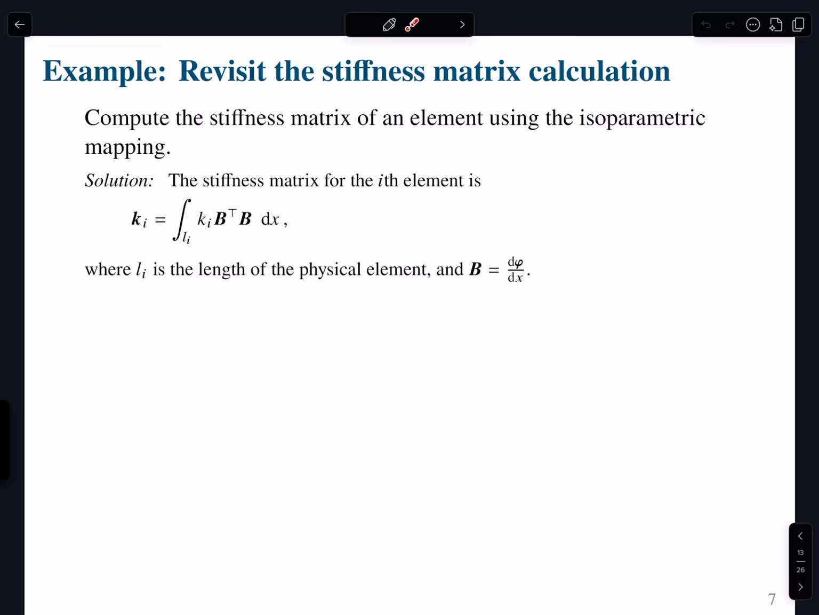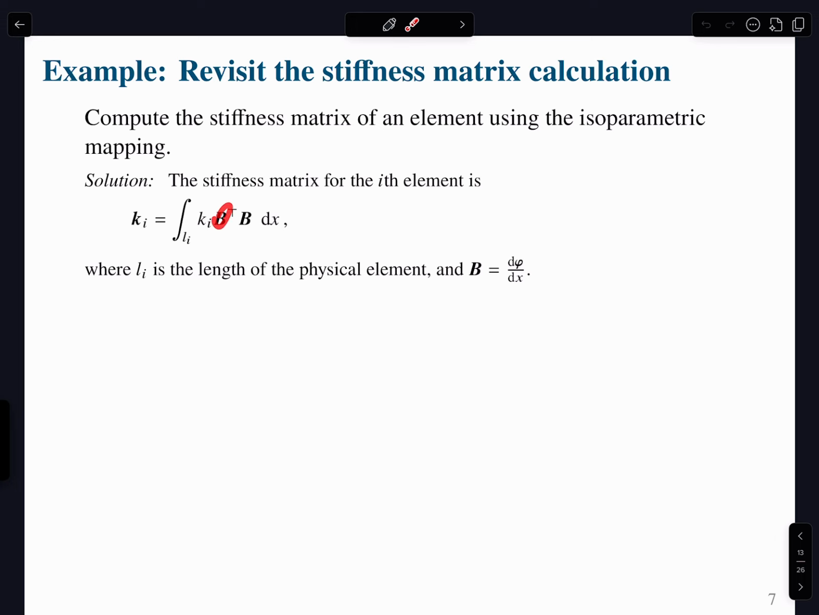B was what? The shape functions? No, they're shape functions. This, what? Strain displacement matrix. Remember, B has derivatives of the shape functions, right? And it is a matrix that we use to relate the strains and displacements.